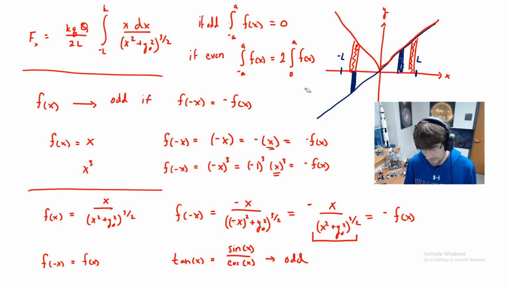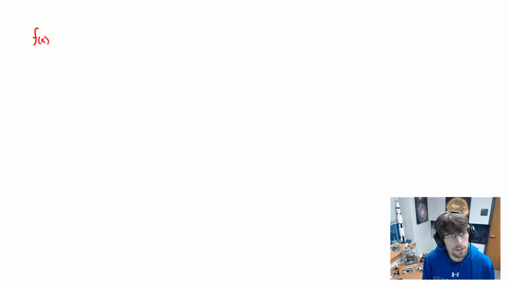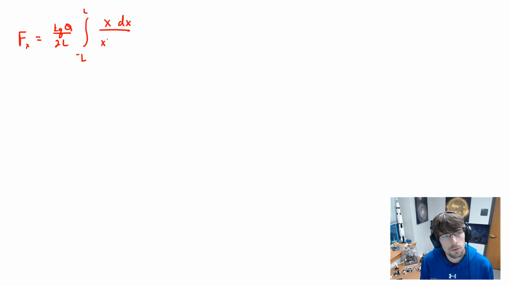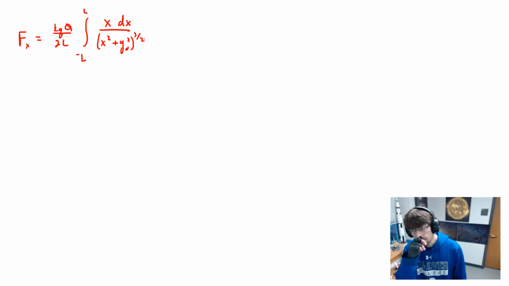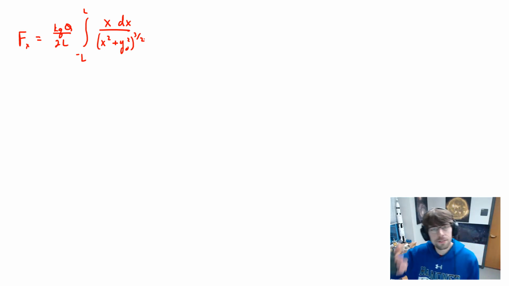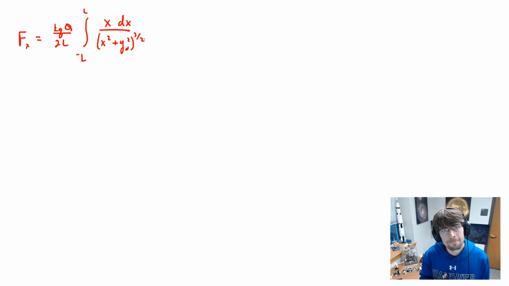Okay? Well, so let's get at it. We already know the answer to this, so let's go ahead and figure out how to show that. So the integral from negative L to L of x dx over x squared plus y naught squared to the 3/2. Okay. Go ahead. Run through your list of integration techniques.